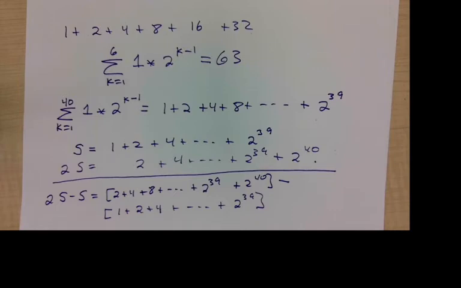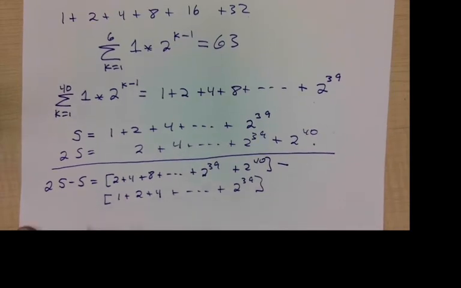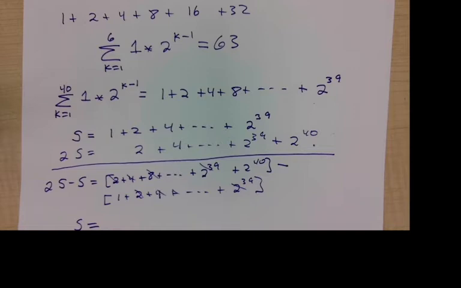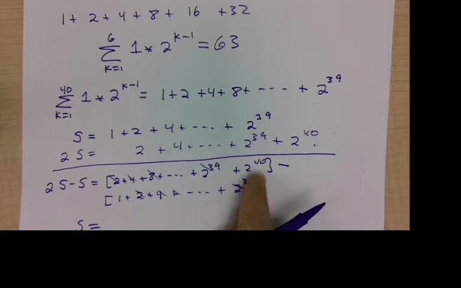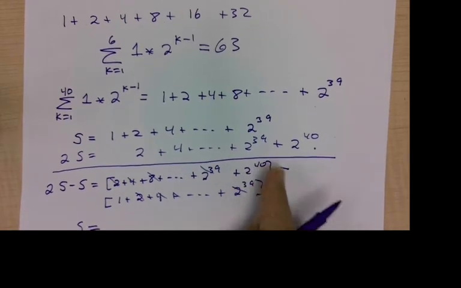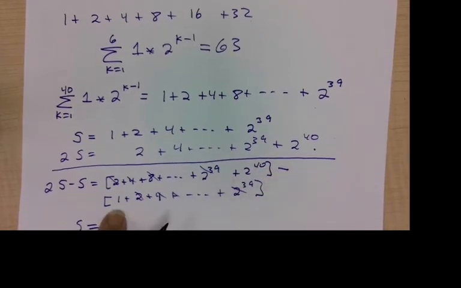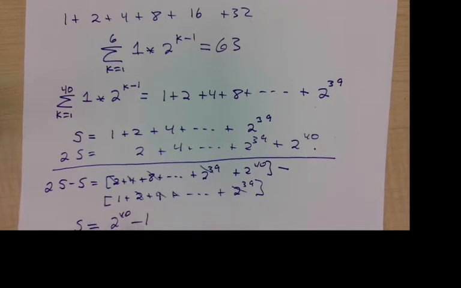Well, then what do we get? We get 2S minus S, which is S. And then you'll notice 2 minus 2 goes away. 4 minus 4 goes away. 8 minus 8 goes away. 2 to the 39th minus 2 to the 39th goes away. And what am I left with? The only thing upstairs that didn't subtract out is 2 to the 40th. And the only thing downstairs that didn't get subtracted out was 1. So my answer is 2 to the 40th minus 1, which is a very large number, of course.